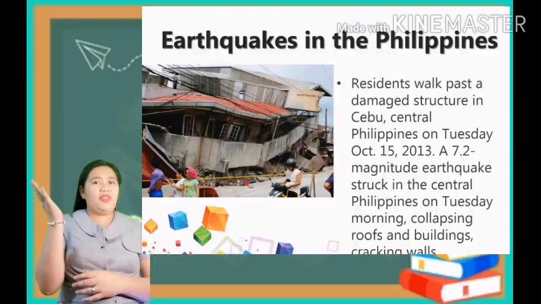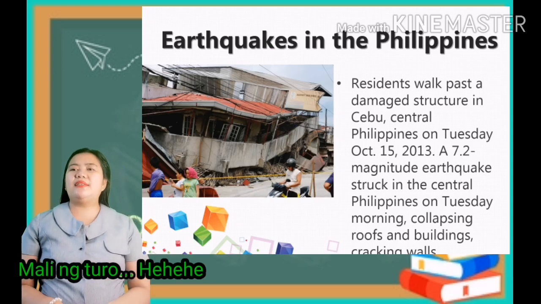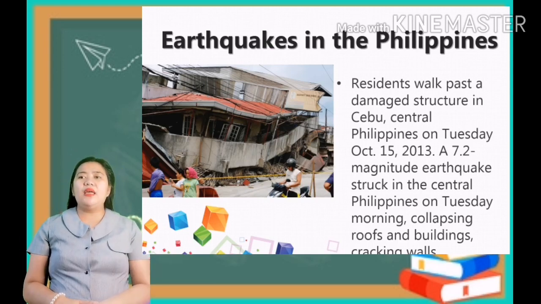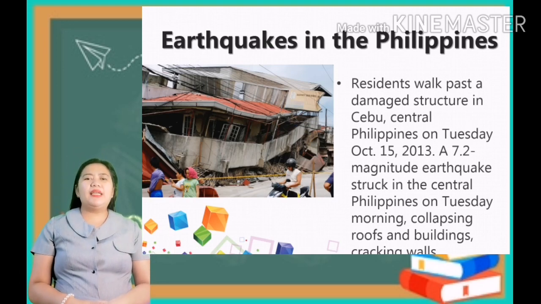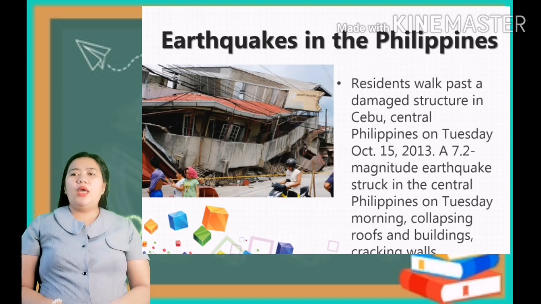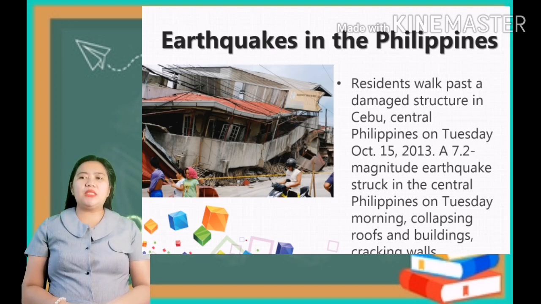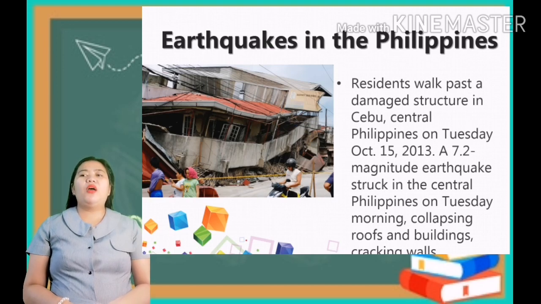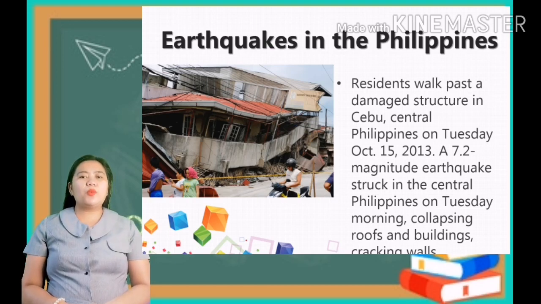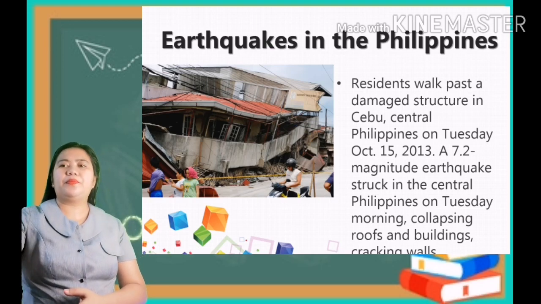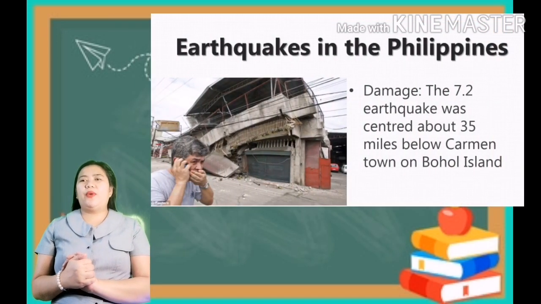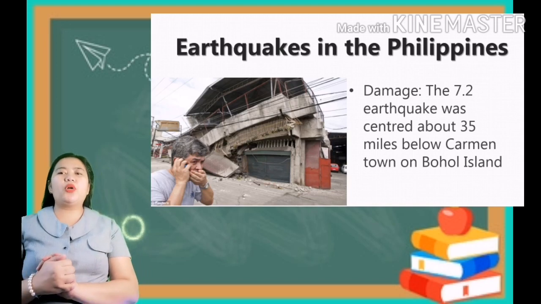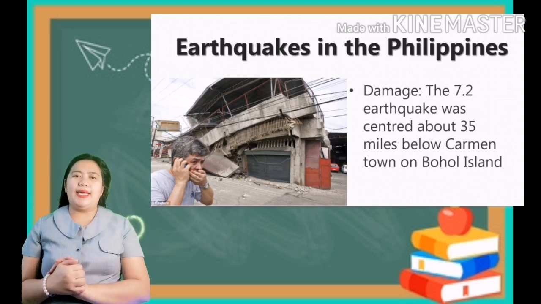And as you can see on this picture, residents walk past a damaged structure in Cebu, Central Philippines on Tuesday, October 15, 2013. Again, it has a magnitude of 7.2 and struck in the Central Philippines on Tuesday morning, collapsing roofs, buildings, cracking the walls, and other infrastructures. And again, on this picture, the 7.2 earthquake was centered about 35 miles below Carmen Town on Bohol Island.